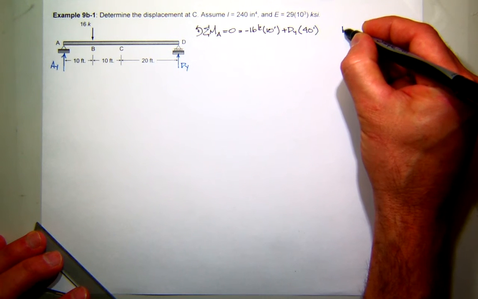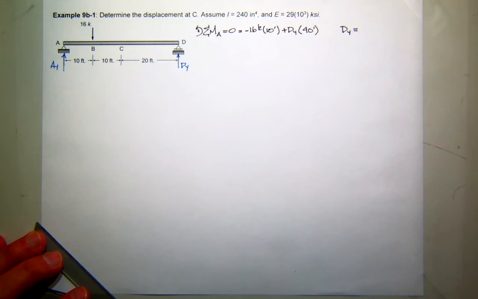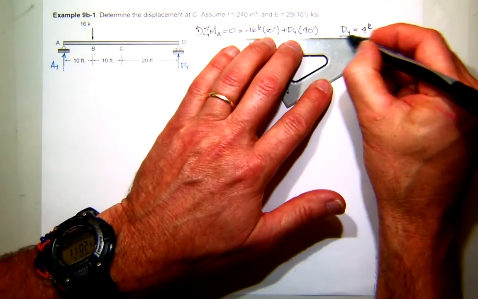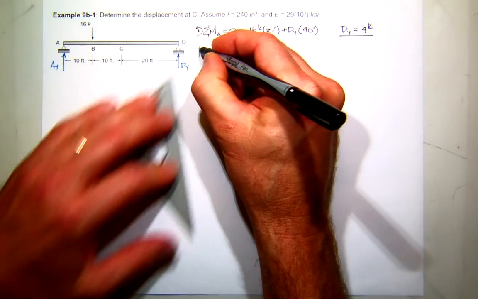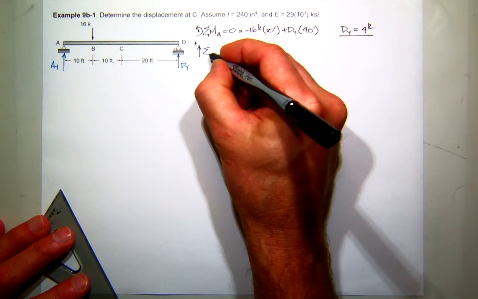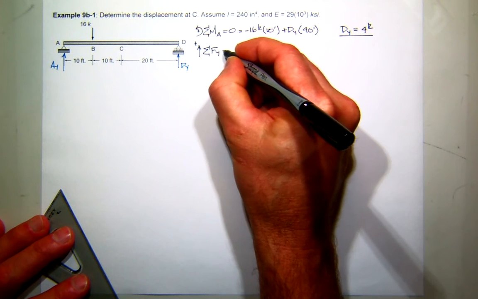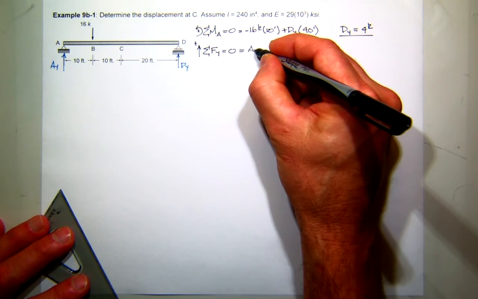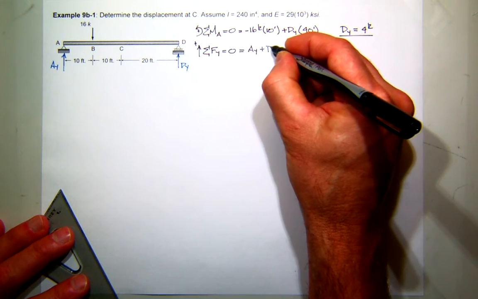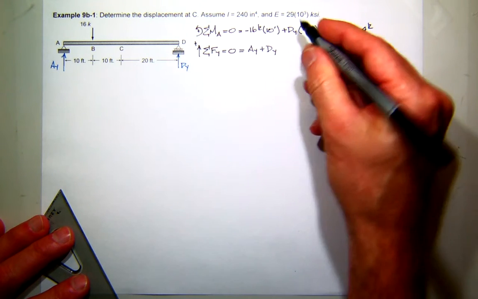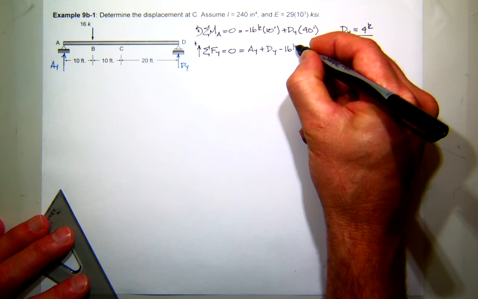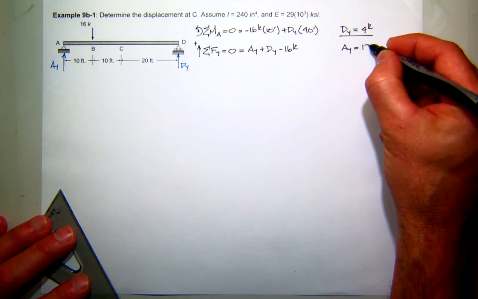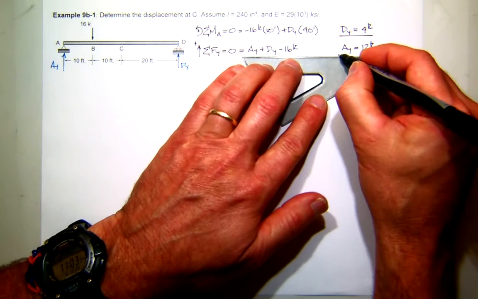And then way over here, DY creates a positive moment with a moment arm of 40. So what is DY? 4. That seems reasonable. 4 kips. And then assuming up is positive, I'll sum forces in the y direction. Make sure they're in equilibrium. In that case, I assumed AY was acting up, DY was also acting up, and then I have my 16 kip force acting down. So it looks like AY will be 12. So I have my reactions.